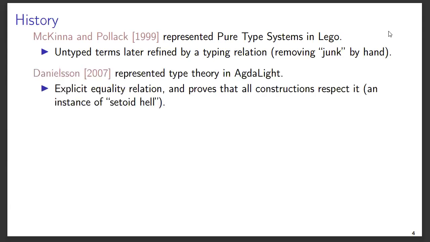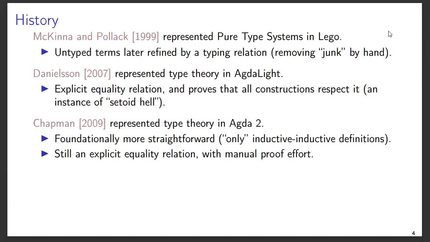So people tried to do this in a more structured way. So Nils Anders Danielsson, I think, is the first one who did this, where we had an explicit equality relation. And then we proved that all constructions that we introduce actually respect this. So you could call this an early instance of setoid hell if you want, where you always have to introduce equality explicitly as just a random relation, and then you manually make sure that these things make sense.